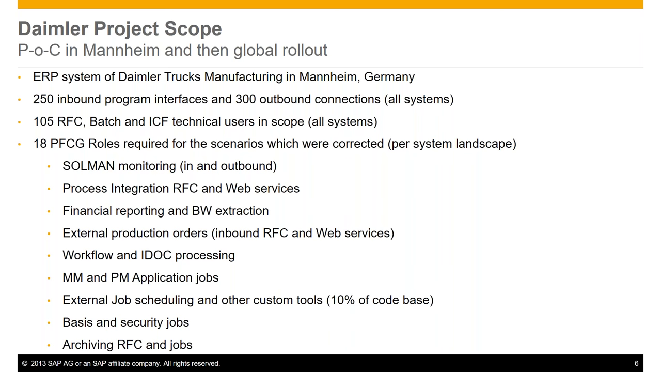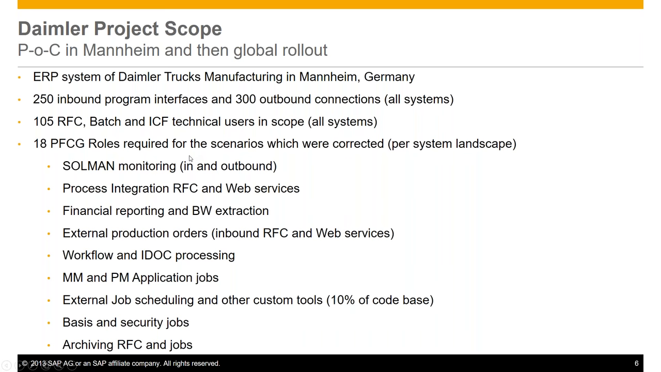At this point, it's also correct to point out that Daimler Trucks Mannheim have a central batch administration. So they have a small number of batch administrators who are administrating the jobs. Accordingly, they had split the batch users per module and didn't need any more granularity than that. And they also made use of ICF services, so web services, where they had technical system users in the web services, which were called primarily from outside of the system.